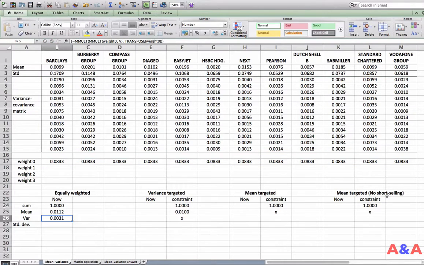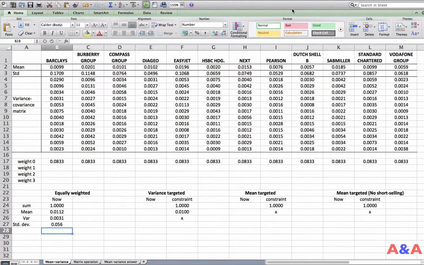This is the variance of the portfolio return. If I take the square root of this, that's the standard deviation of this equally weighted portfolio. So this cell to the power 0.5. That's the same as taking the square root. So the standard deviation of this equally weighted portfolio is 5.6% per month.